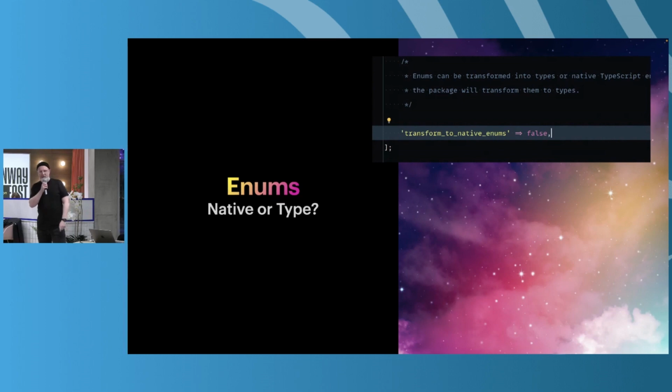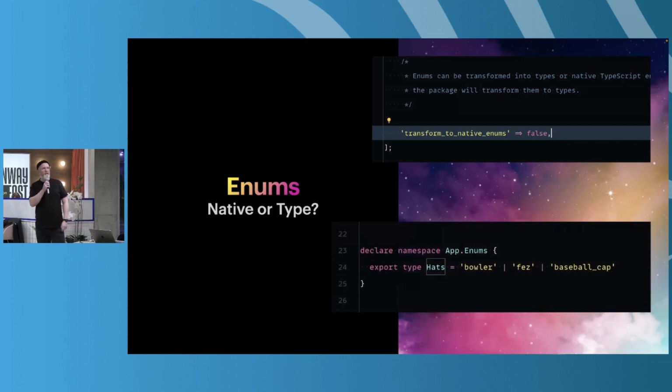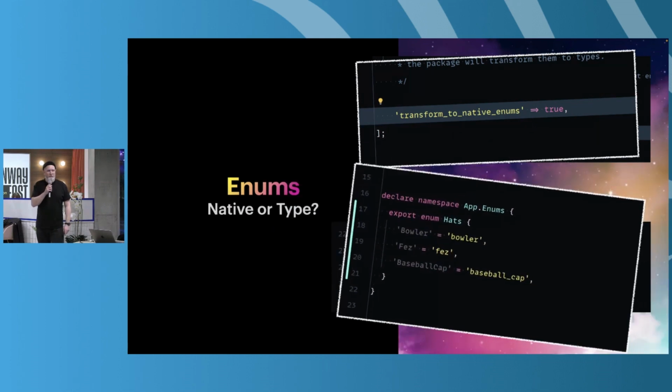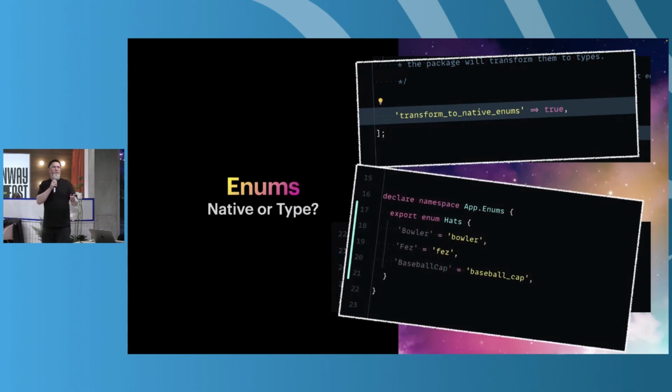Oh yeah, TypeScript native enums, right. By default, if you remember our hats example, TypeScript Transformer transforms enums in PHP to a union type of string literals. Now, if you want to use TypeScript enums, and this is the config setting at the top that controls that, you can set this to true, and you will end up with TypeScript enums that look like this, which are very similar to PHP enums.